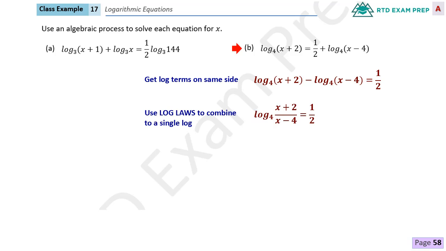Next, we want to combine the two logarithmic terms into a single logarithmic term. In this case, because we have a subtraction of two logarithms, we will write this as a single term with a division of their arguments. So it becomes log base 4 of x plus 2 over x minus 4. The right side has not been changed yet.